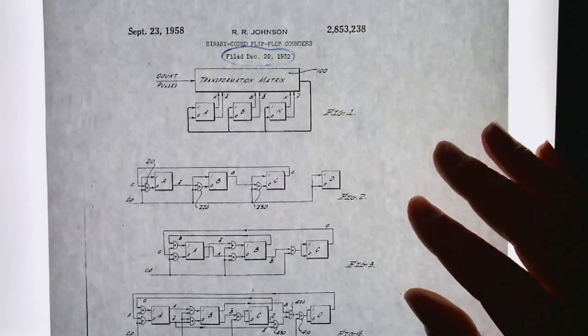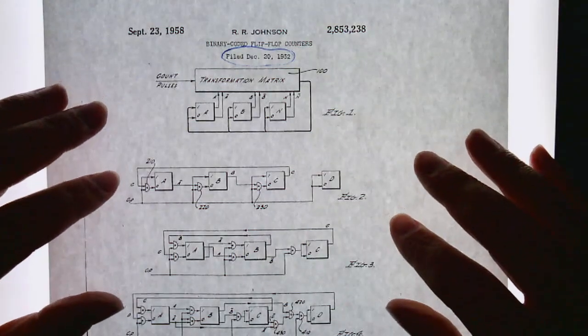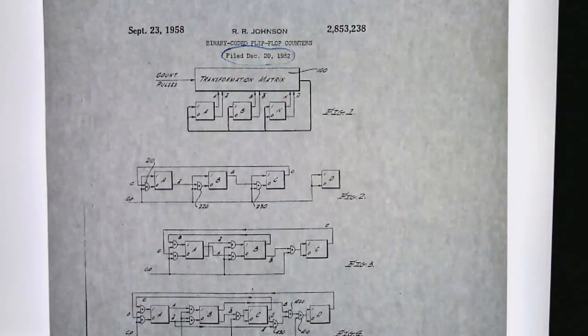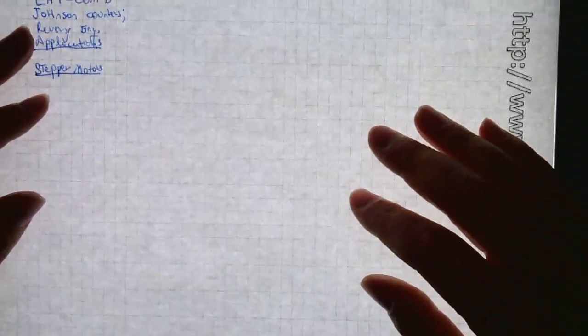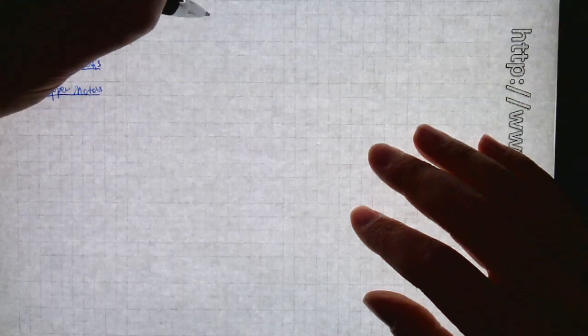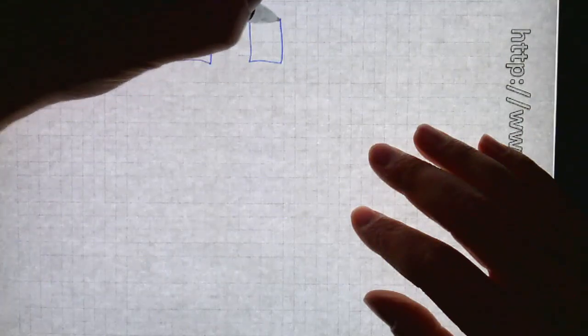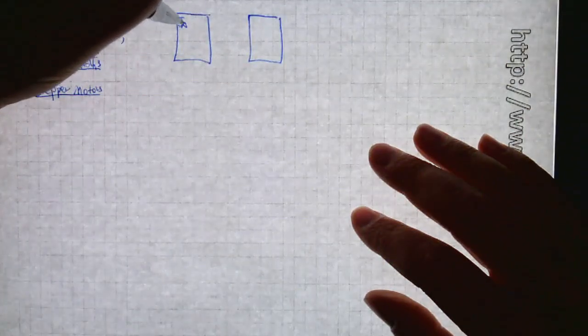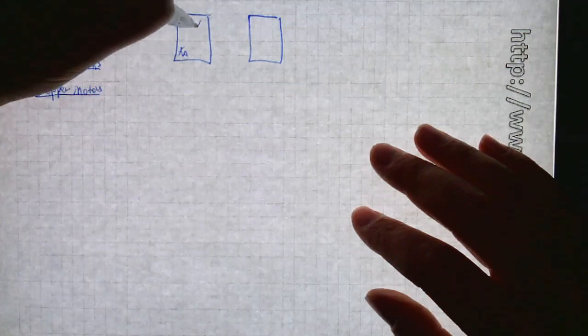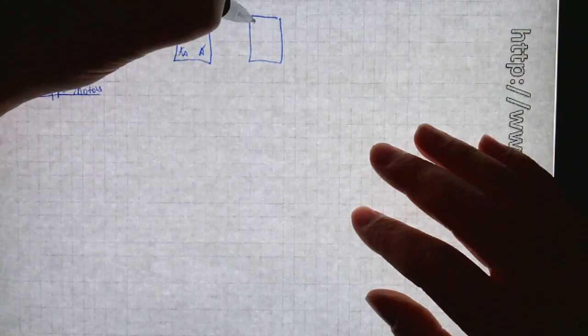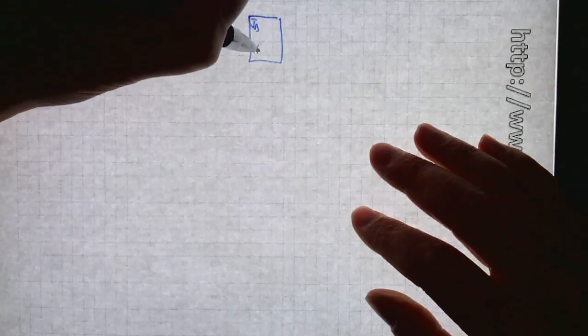So what we wanted to do was take a look at this so-called twisted ring counter. And so what I would do is continue my analysis with the document camera, and we'll ignore the iPad for now. We're going to set up a couple of flip-flops. This will be J sub A, K sub A with output A and A prime. This will be J sub B, K sub B with output B and B prime.